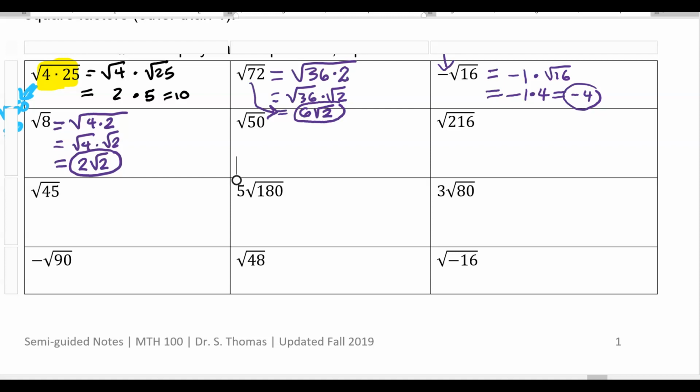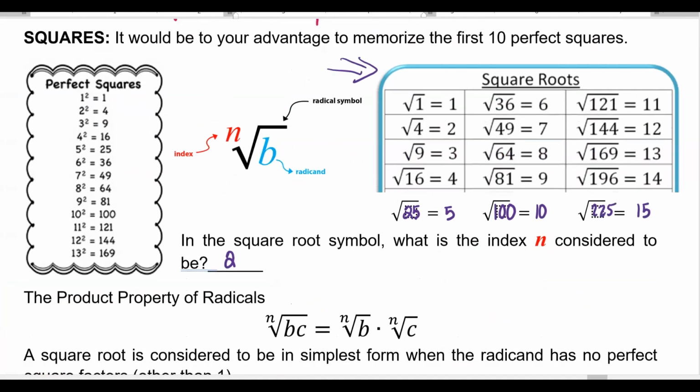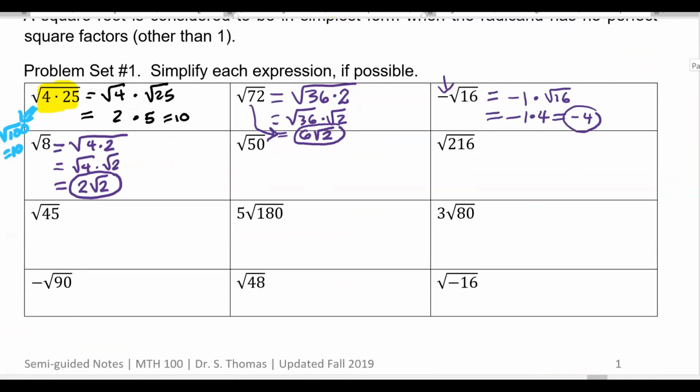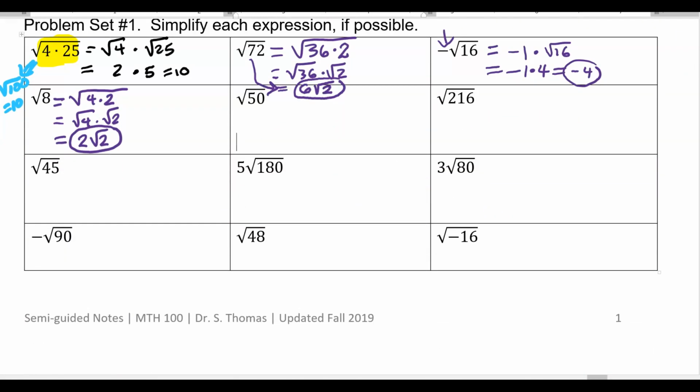Moving on to 50. 50 is not on our list, so it's best to have your list ready so that you can look at it. So 50 is not on our list, but which one of these other perfect square factors can divide into it evenly? And we come to the conclusion that square root of 50 is the same thing as square root of 25 times 2. We can split that up into two radicals and it simplifies to 5 times the square root of 2. Moving on to 216.